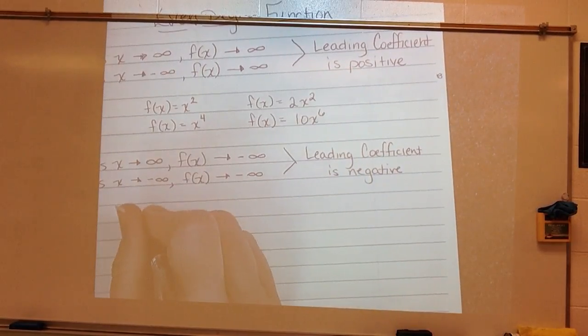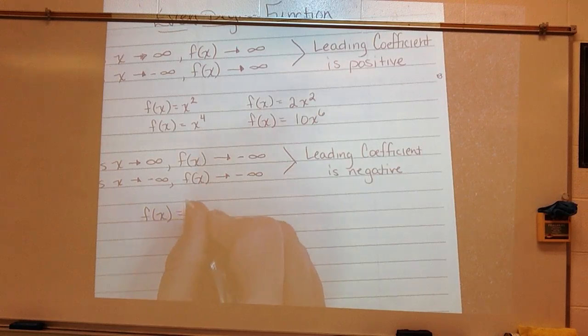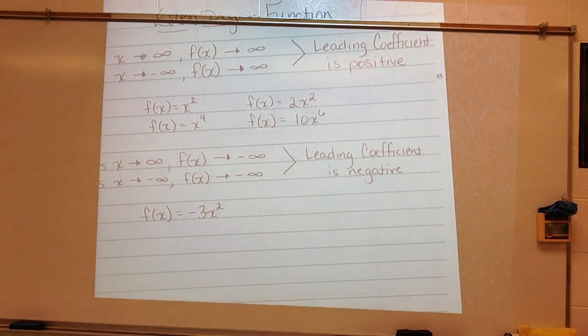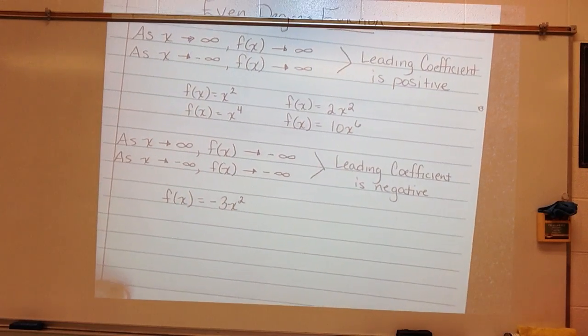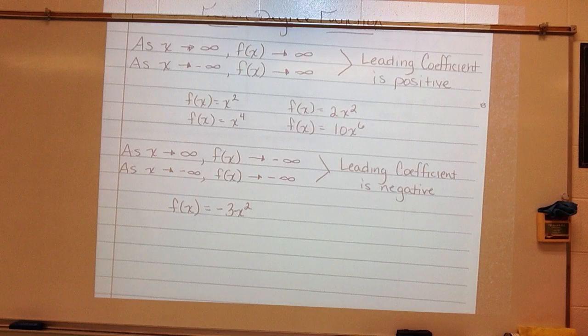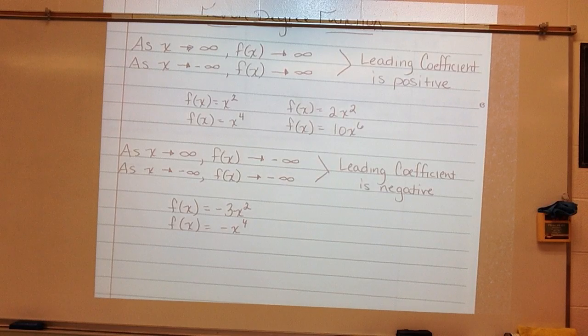Alright, so an example might be f of x is equal to negative 3x squared. Now remember, I'm still dealing with even degree functions. Okay? Or if I have f of x is equal to negative x to the 4th, this is what would be happening. All right.